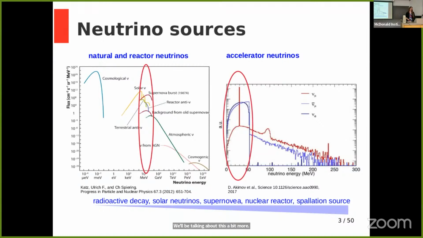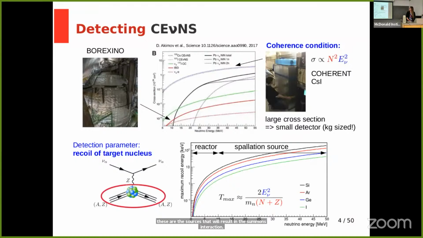And why bother with CEvNS? Yeah, so these are the sources. And what I want to show you here is what needs to be done to detect CEvNS. I already mentioned that for coherent interaction, the cross-section scales with the neutron number squared, which makes it large. So this is the CEvNS cross-section in comparison to the beta decay. And consequently, this means you don't need a large detector. You can have a small detector setup.